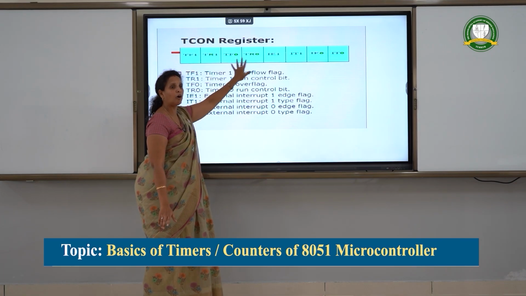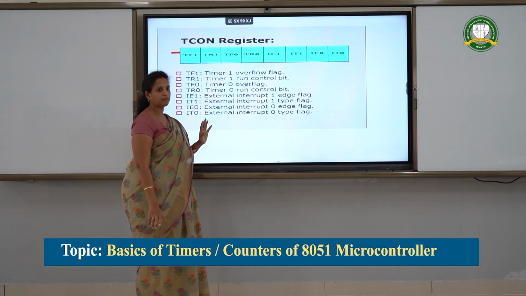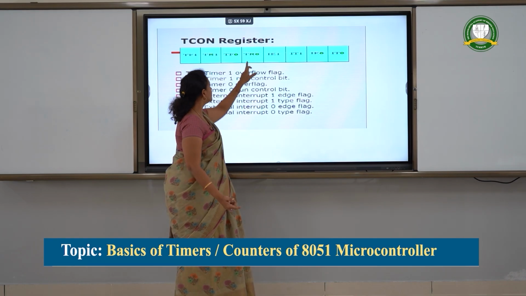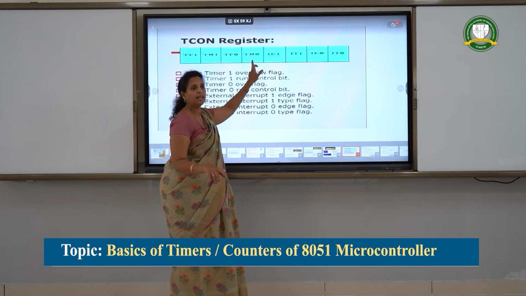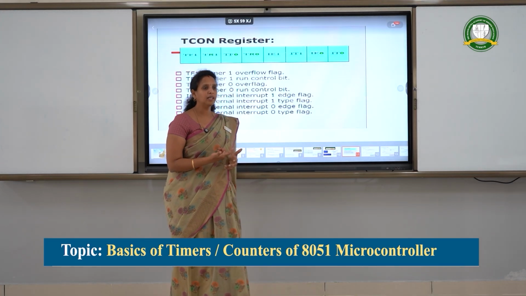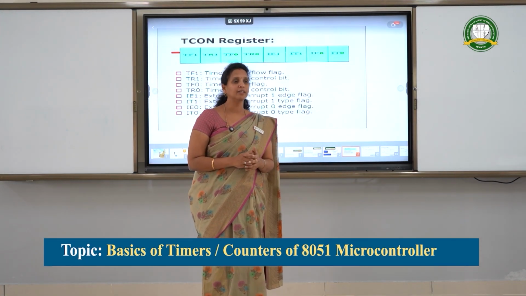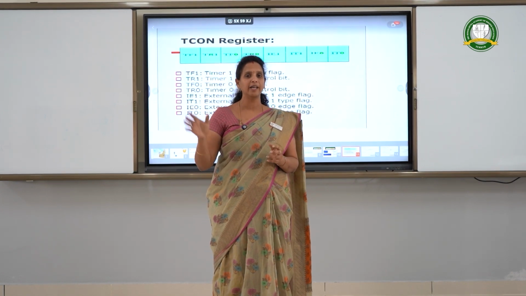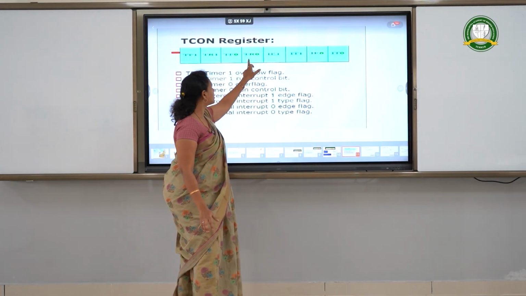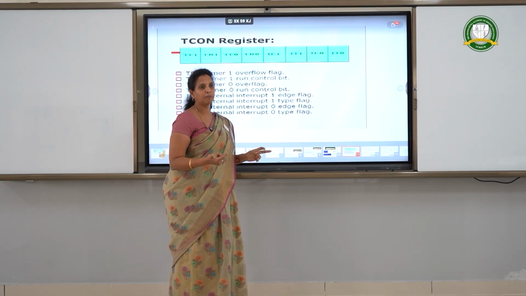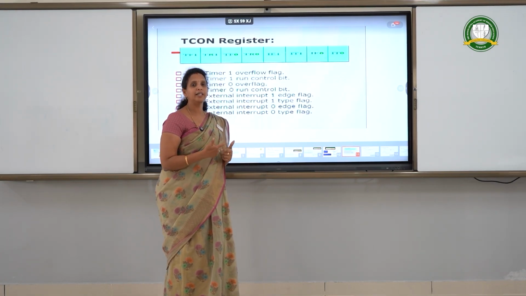By default, all the bit values will be 0 itself. Whenever I make this value 1, through the instruction or through the program, the timer 0 register starts working. What does it mean it starts working? By default, the value present in timer 0 will be 0000H. Whenever I make this particular bit 1, the value will keep incrementing every time. Every time means for every time period.